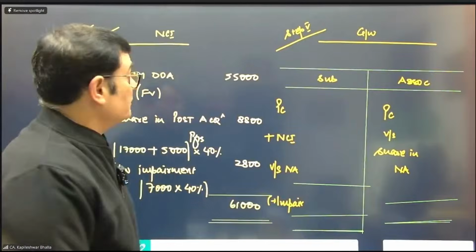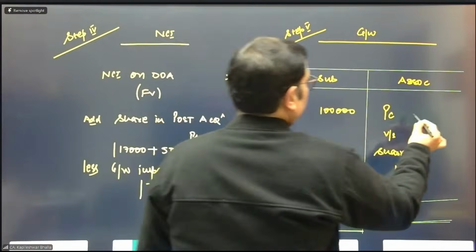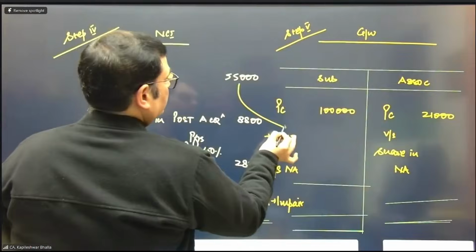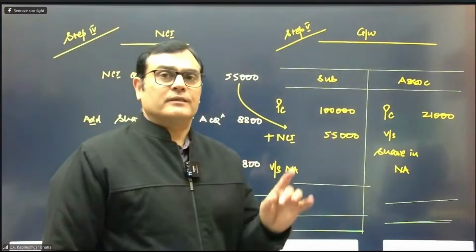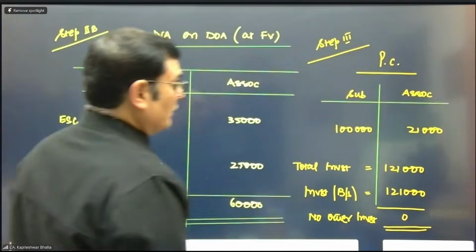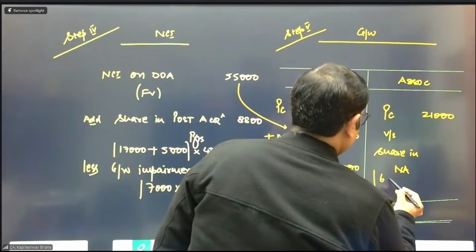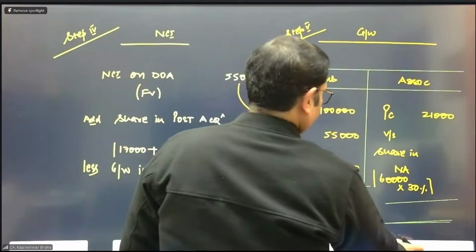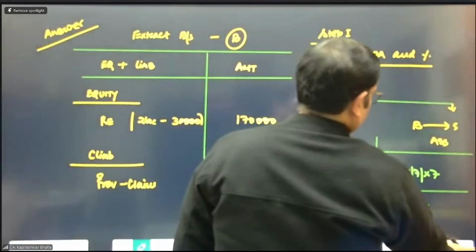Okay, so now let's consider the purchase consideration. I think the purchase consideration for the subsidiary is 1 lakh. Associate is 21. NCI on the date of acquisition is 55. And net assets, you've got in step number 2B. Step number 2B, net assets is 120 and 60. So this is 1,20,000 and this is 60, and the percentage for the associate, I think, was 30%, correct.